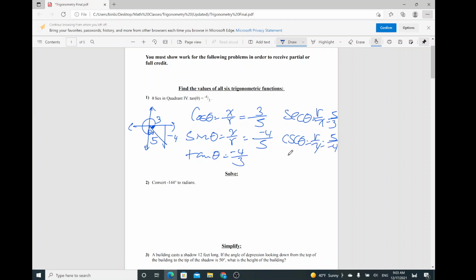-4. And the reciprocal of tangent is cotangent, which is x over y. By the way, the tangent ratio is y over x. So cotangent here would be 3 over -4.